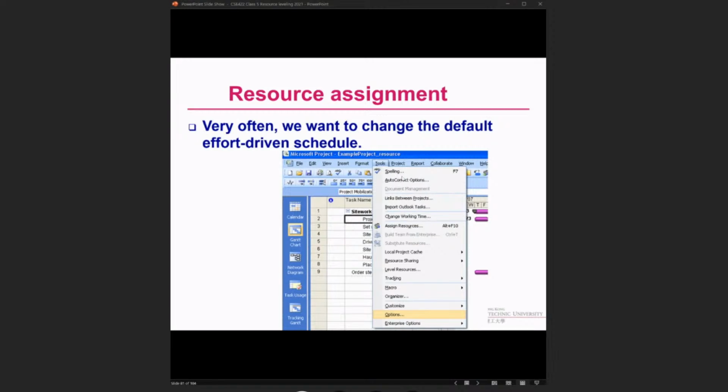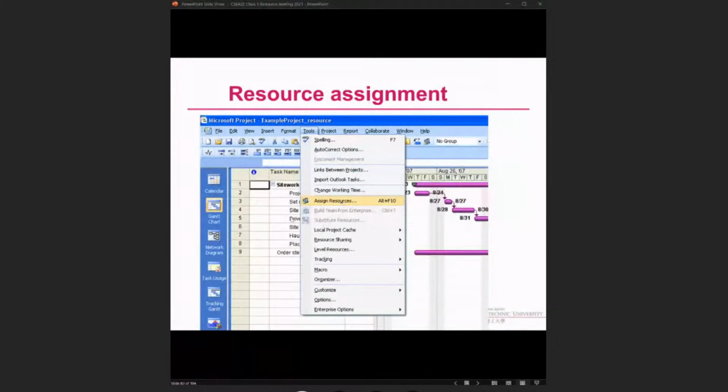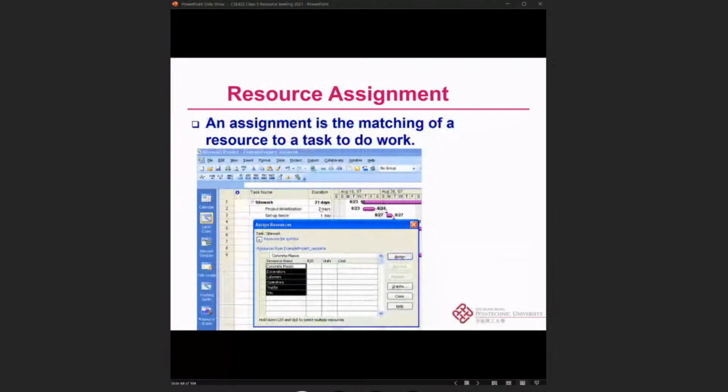Very often we want to change the default effort driven schedule. We also go to the options. Okay. And then it can show the assignment units as a percentage, and the new task duration, which can be days, hours, and so on. And then we can now try to assign the resources. Okay, remember that in the very beginning, I already created those tasks as site work. A project has site work, doing something, and we can assign the resources and try to combine them.